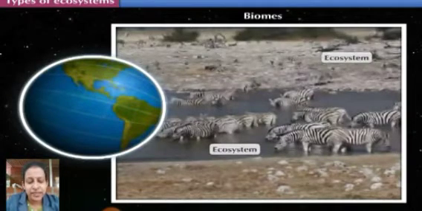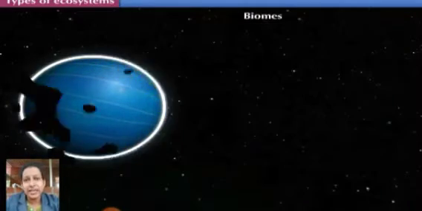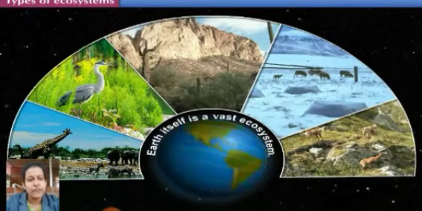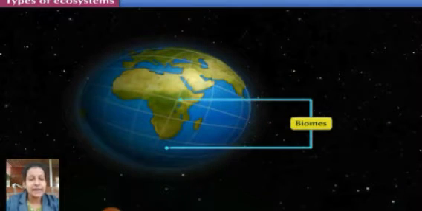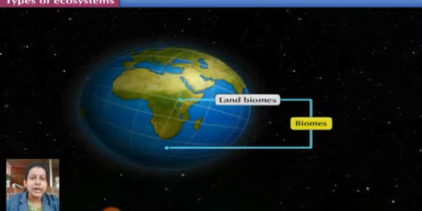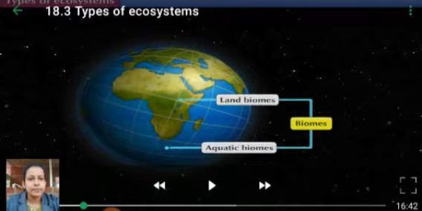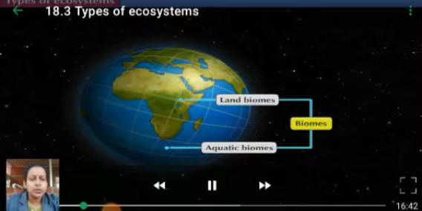Earth itself can be called one biome, and therefore we can divide earth as a biome into two categories. Two types of biomes. One is the land biome and second is the aquatic biome. Now let us try to learn first about the land biomes. So first we will study about the land biomes.